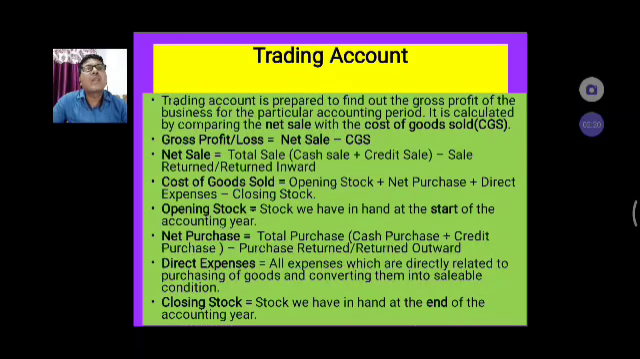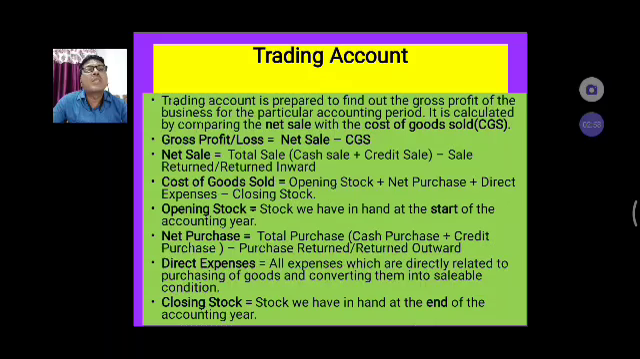It is calculated by comparing the net sales with the cost of goods sold. We call it in short CGS. Gross profit or gross loss is equal to net sales minus CGS, means cost of goods sold. Net sales is equal to total sales. Total sales means cash sales plus credit sales. Net sales is equal to total sales minus sales return or return inward.